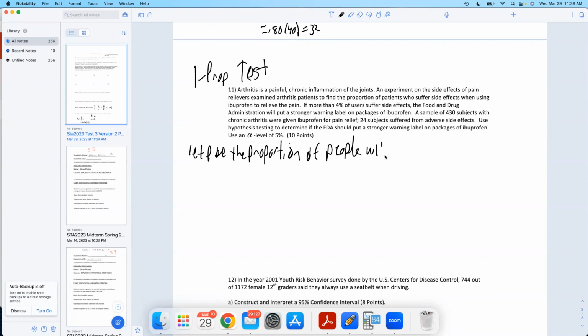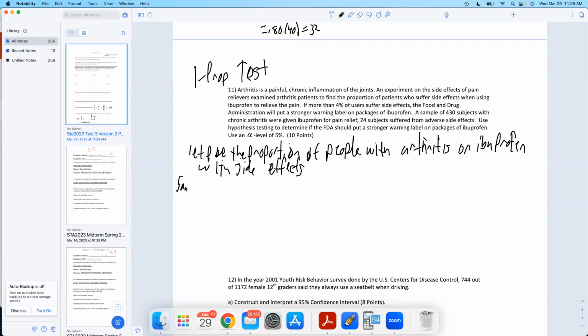people with arthritis, let me spell arthritis right, on ibuprofen, on Advil, with side effects. Okay, so that's a required step. You always have to do that. I know I'm going to keep saying this, but a lot of people don't do it.